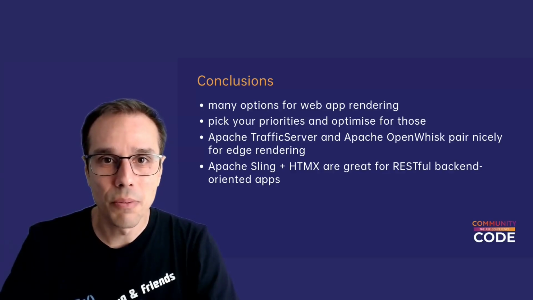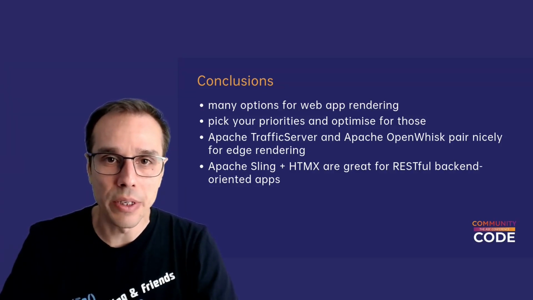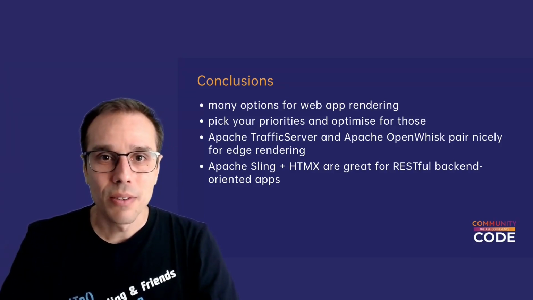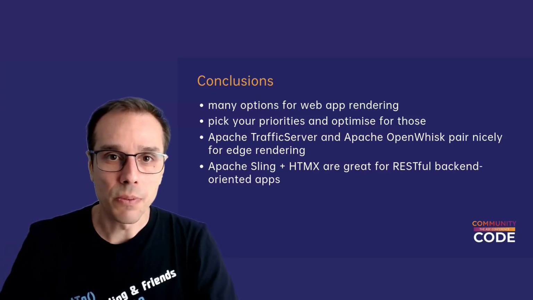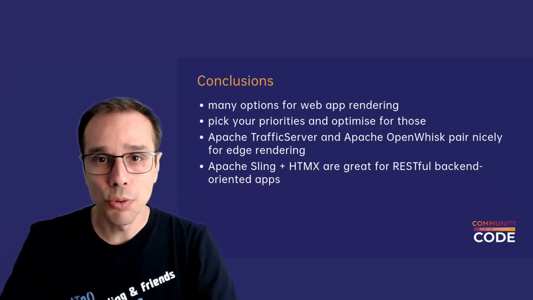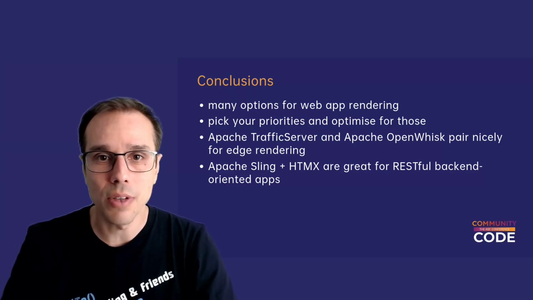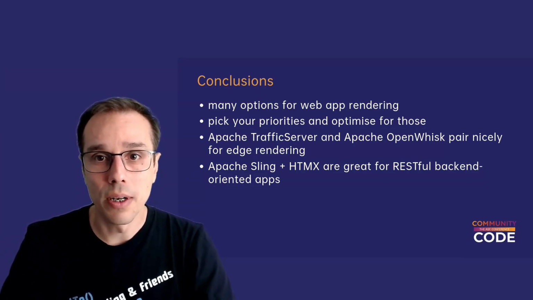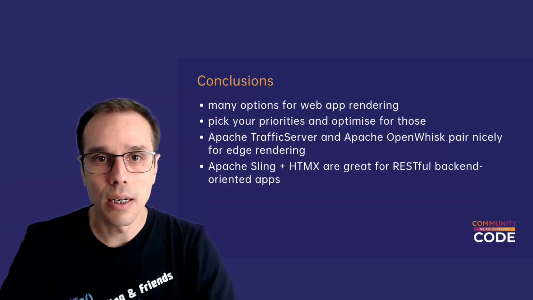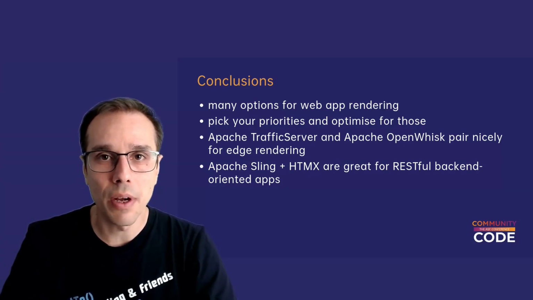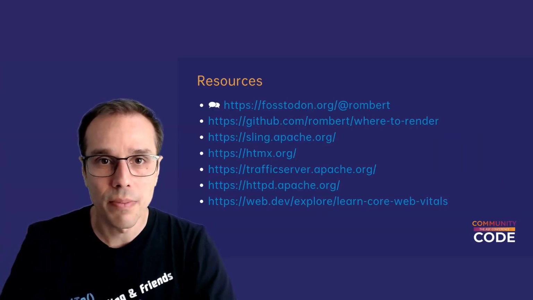So, as you've seen, there are many options for web application rendering. Of course, this is general advice: pick your priorities and optimize for those. If you were to leave with some takeaways, Apache Traffic Server and OpenWhisk pair nicely for edge rendering, where Traffic Server acts as the CDN and OpenWhisk as the functions endpoint. And Apache Sling and HTMX are a great pair for RESTful backend-oriented applications, which allow you to enhance gradually on the client side without necessarily having a lot of front-end investment.